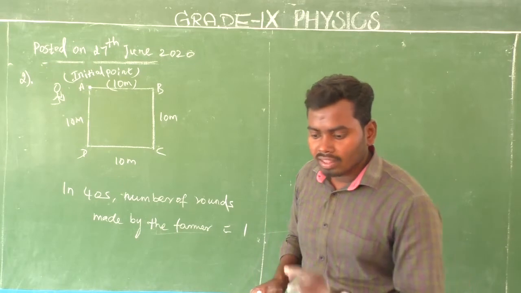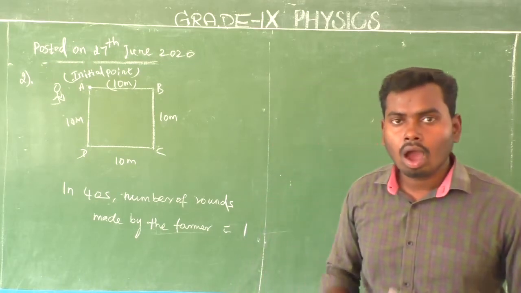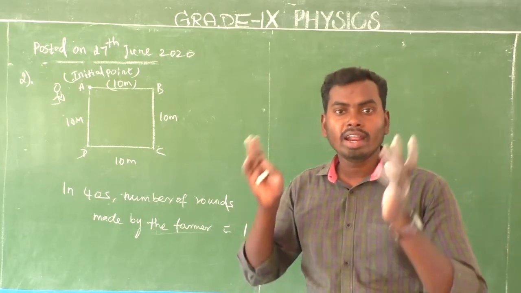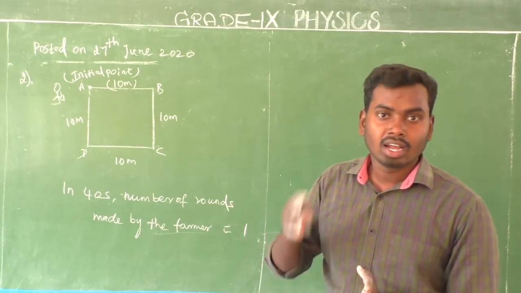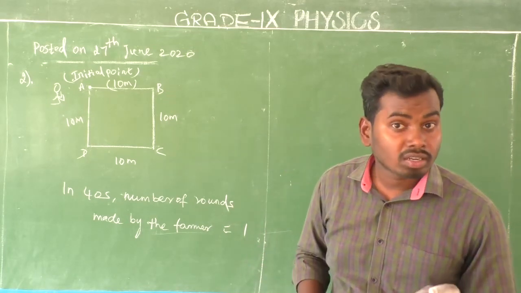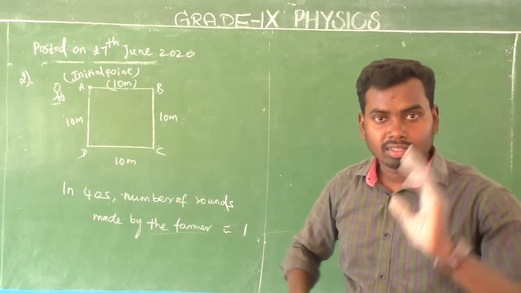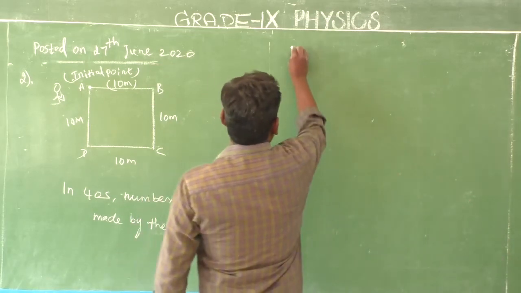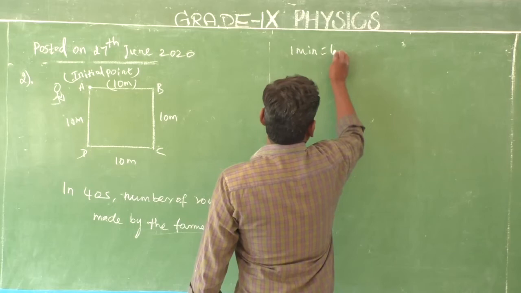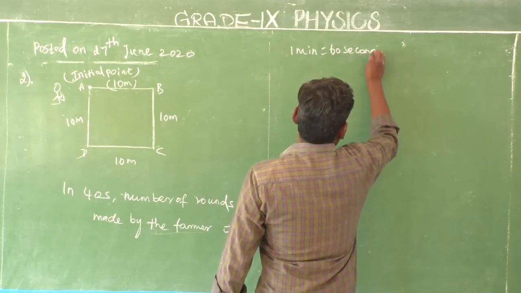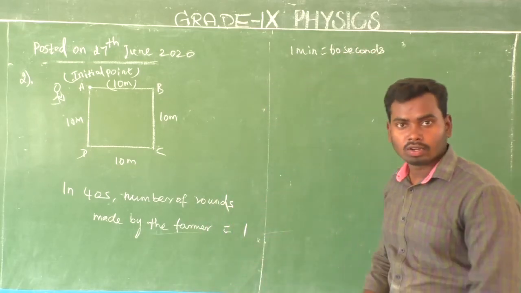Here, at the end of 2 minutes 20 seconds, how many rounds are covered by the farmer? That is the question, and we need to calculate that. So 1 minute is equal to 60 seconds.